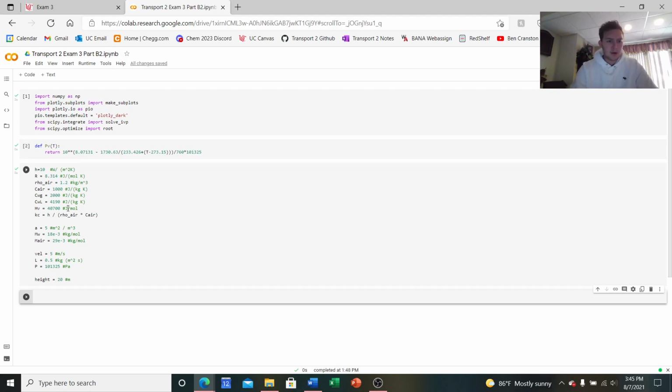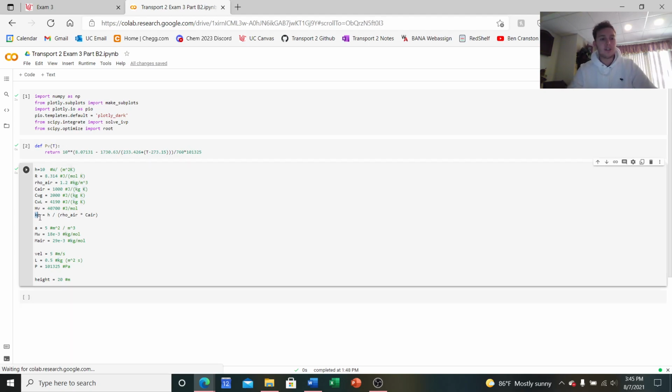Outside of that, I also brought in all the givens from the problem that was stated previously. I'll walk through those really quick, where the heat transfer coefficient is 10, gas constant is 8.314, the density of air is 1.2, the heat capacity of air is 1,000, the heat capacity of water vapor is 2,000, and the heat capacity of the water as a liquid is 4,190.